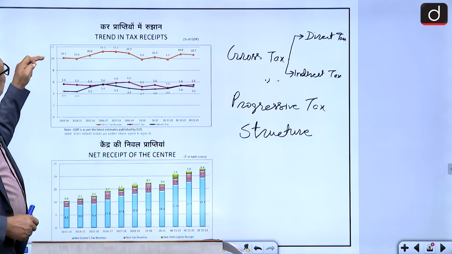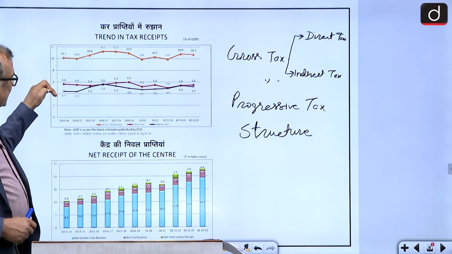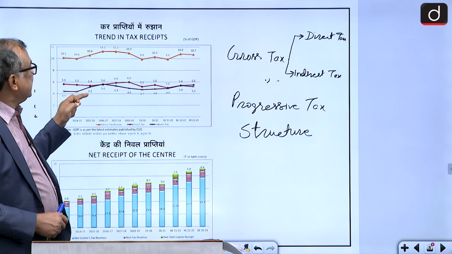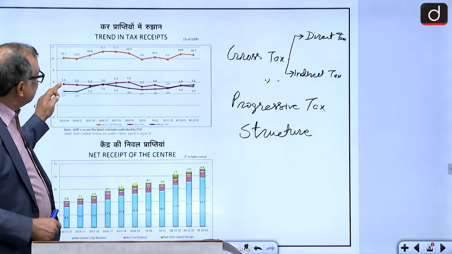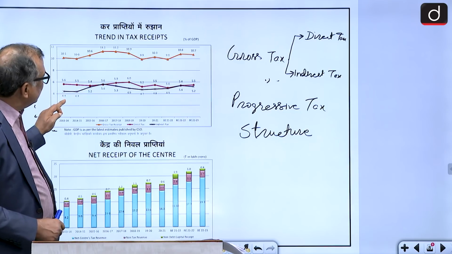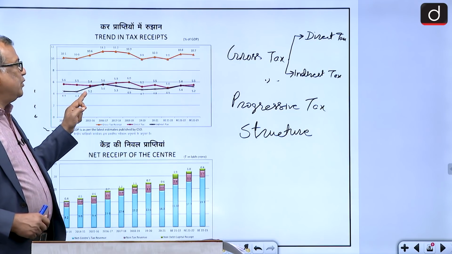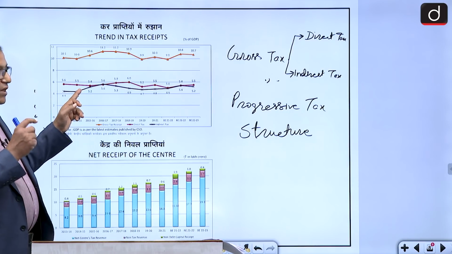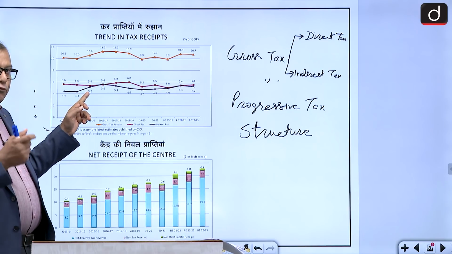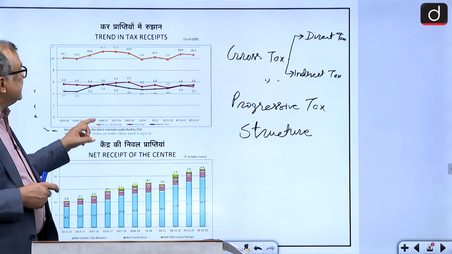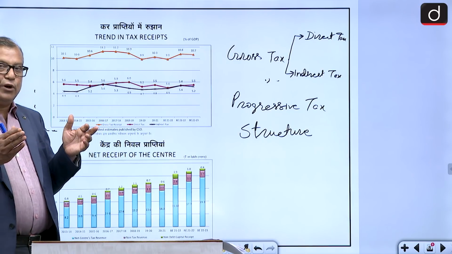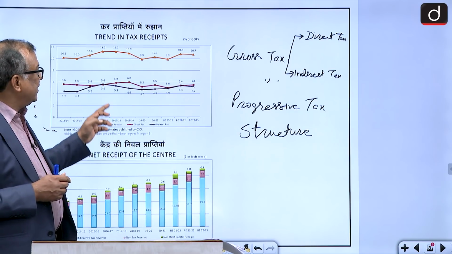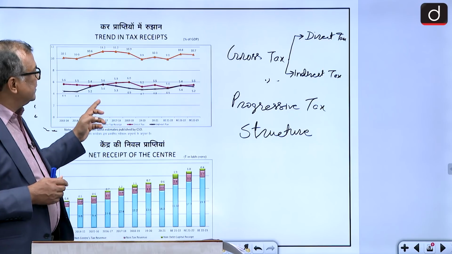In 13-14, because direct tax was more and indirect tax was less, it was progressive. In 14-15 also it was progressive, but in 15-16, while the share of direct tax remained a little flattish, the share of indirect tax increased from 4.4% to 5.2%. As the share of indirect taxes increased in 15-16, the progressive coefficient of the tax structure reduced, and in 16-17 both the amounts of taxes almost became the same, and in 17-18 again direct tax exceeded indirect tax.